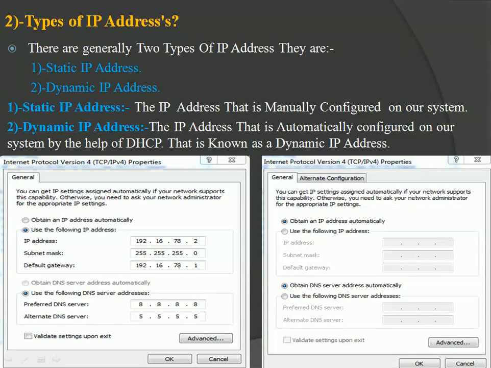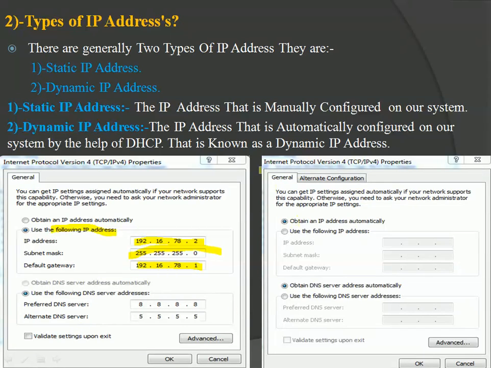The first one is an example of an IP version 4 static IP address. Here we use the following IP address, 192.16.78.2, and the second one is the subnet mask of this, and the third one is the gateway, which are manually configured in our device.